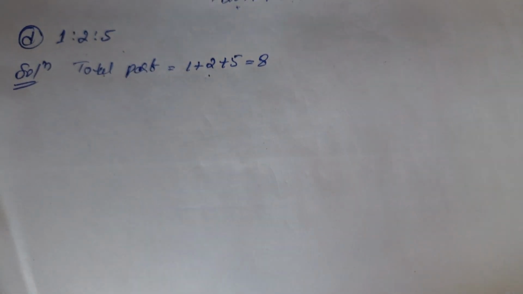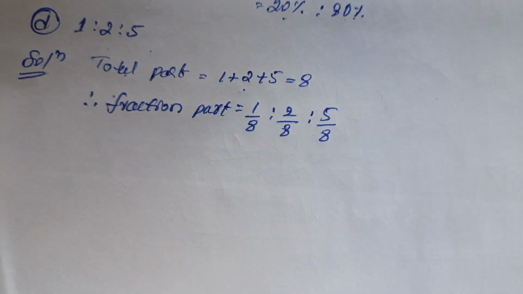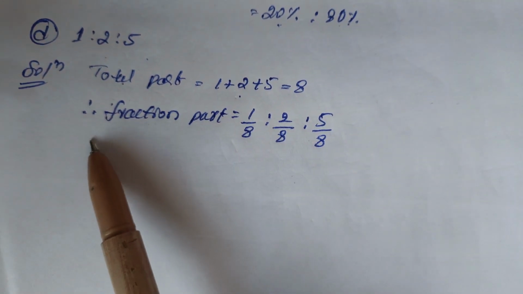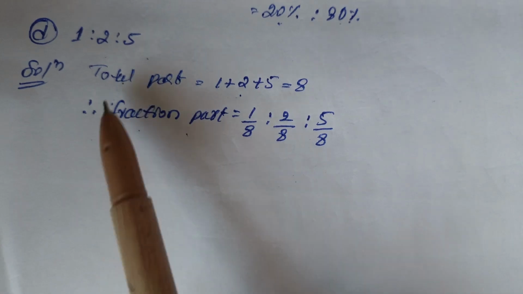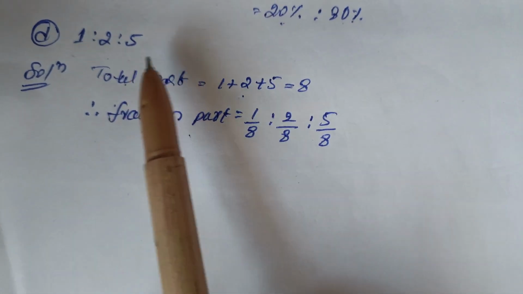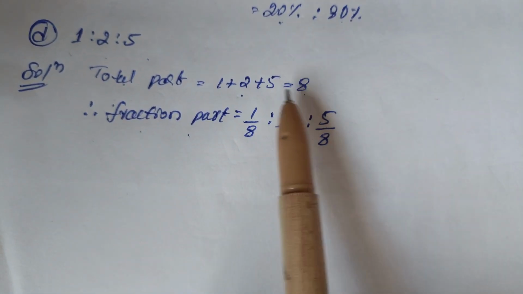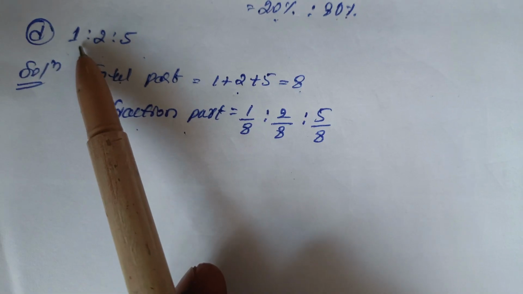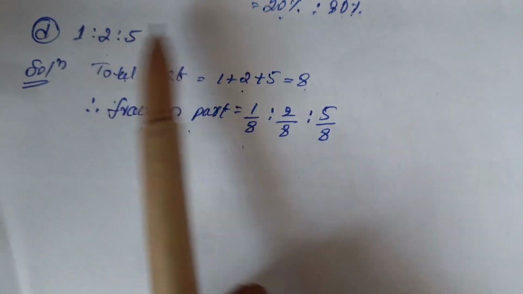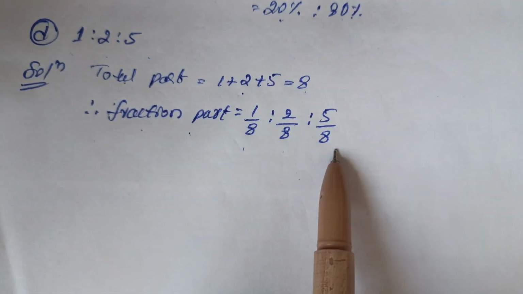Now we will find out the fraction part. How do we find it? Here 1 is to 2 is to 5 is given, and the total they have given. We just need to write the fraction. So 1 divided by 8 is to 2 divided by 8 is to 5 divided by 8.